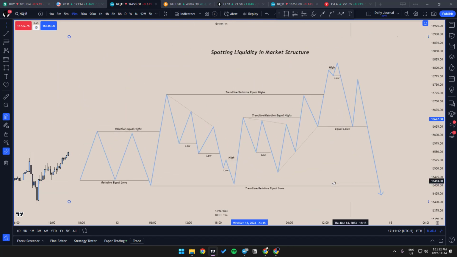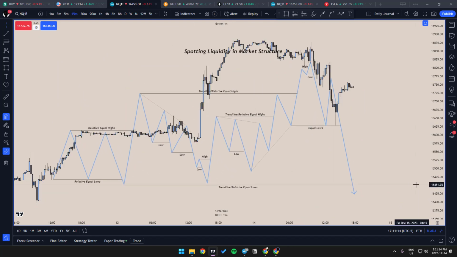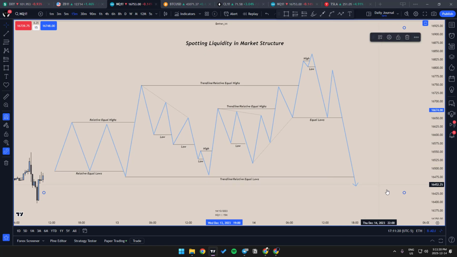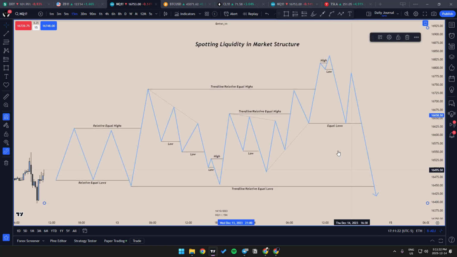So here's a chart I made in my notes. This is essentially how you spot liquidity in the market structure. You use highs, lows, right? Every low and every high is liquidity because most often there will be a stop loss there. There will be a bunch of stop losses above highs and below lows.